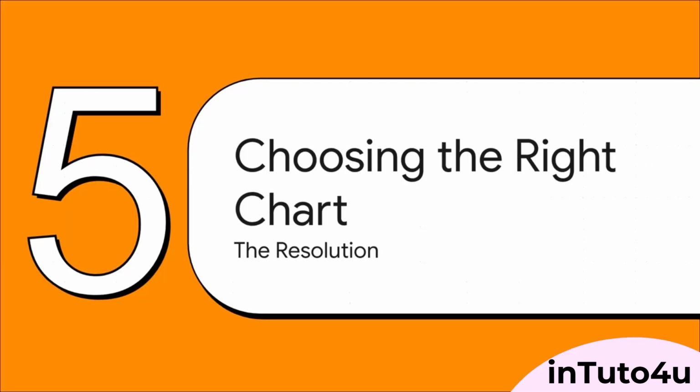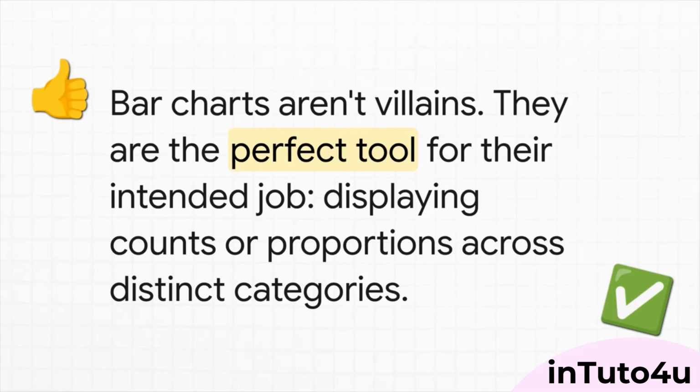So, we've seen the problem and we've met the solutions. How do we put all this together? How do you actually choose the right chart for the job? Let's be really clear about this. Bar charts are not the enemy. They're actually perfect when you're using them for their intended purpose, which is showing counts, like the number of users in different subscription plans. The problem only starts when we try to force them to summarize complex, continuous data, a job they were just never built for.